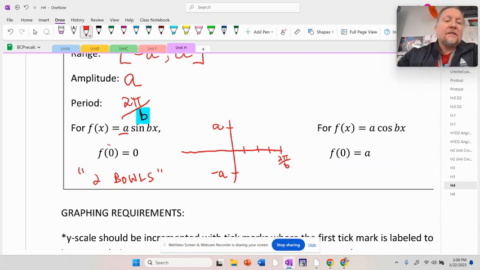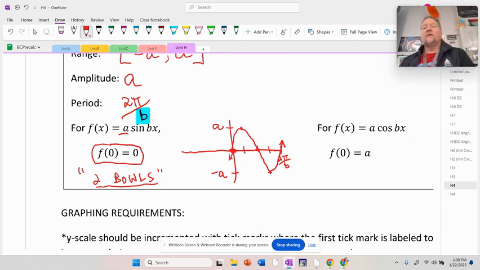And then this is nice. This just says f of 0 equals 0. That means sine starts here. And then I could do my 2 bowls. High, 0. That's bowl number 1. Low, 0. That's bowl number 2. And then I am allowed to do those arrows like that. I could do negative 2 pi over b to the left and do another cycle. That's what we got there.